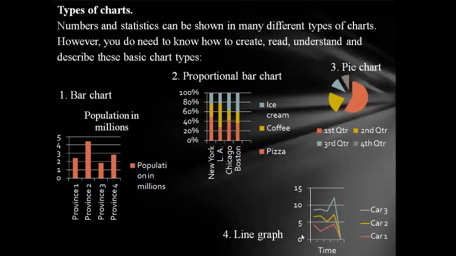Next, types of charts. Numbers and statistics can be shown in many different types of charts. However, for now, you need to know how to create, read, understand and describe these four basic chart types: bar chart, proportional bar chart, pie chart, and line graph, unless your instructor tells you otherwise.